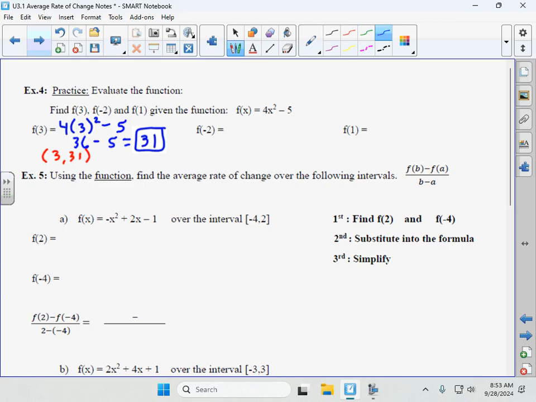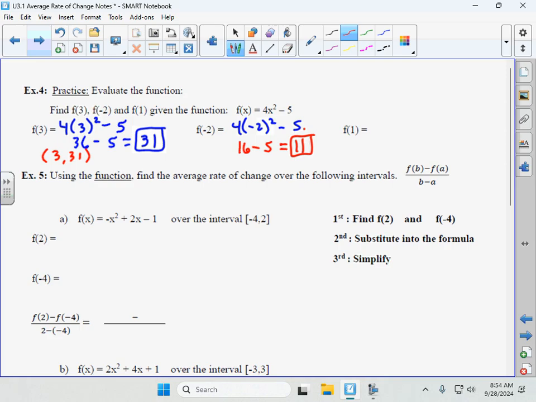All right, let's find f of negative 2. Again, we're plugging negative 2 in for x. So that's 4 times negative 2 squared minus 5. Negative 2 squared is 4. 4 times 4 is 16 minus 5. And so that's 11. So again, x is -2, y is +11. And there's this point -2, 11 that the graph passes through.